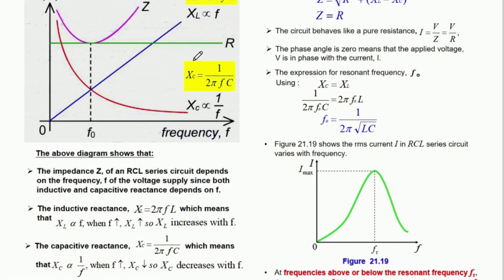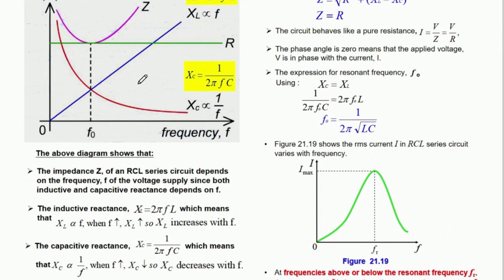Then look at the resistor, the green line here. The resistance R is assumed to be unaffected by f, because there is no equation of R involving f, yeah? So R is unaffected by f. For the total impedance Z, Z equals the square root of R squared plus (XL minus XC) squared. So this is the diagram, something like a quadratic, the purple one. This concept at least you must know and understand. Sometimes it can come out in the final.